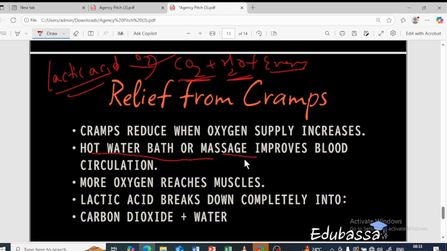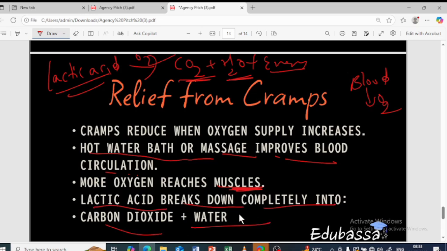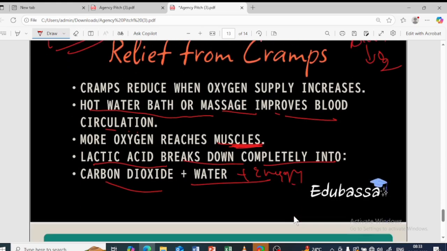That will improve the blood circulation. Obviously, I have told you, the blood carries the oxygen, isn't it? So the blood supply will be improved, and when it is improved, more oxygen will reach the muscles, right? Since the oxygen reaches the muscles, the lactic acid will be broken down completely into carbon dioxide, water and energy. This is how you get relief from the cramps.